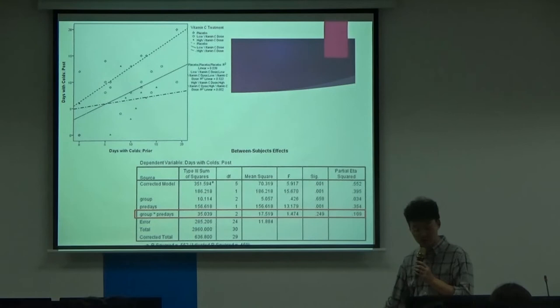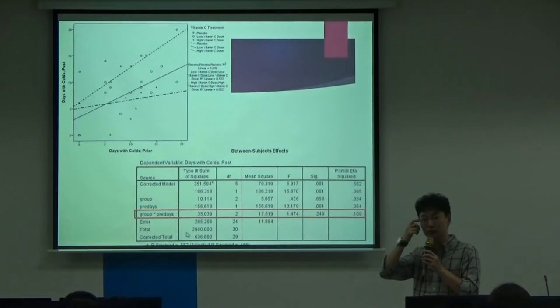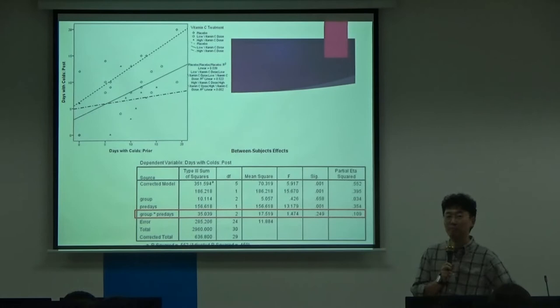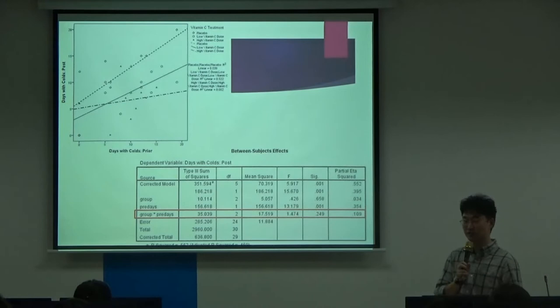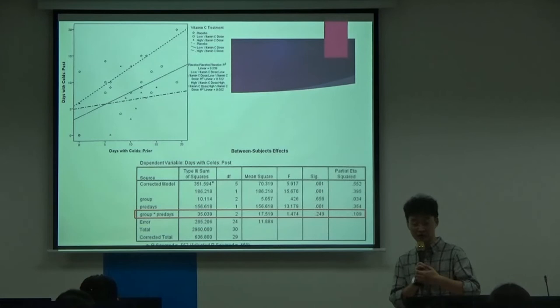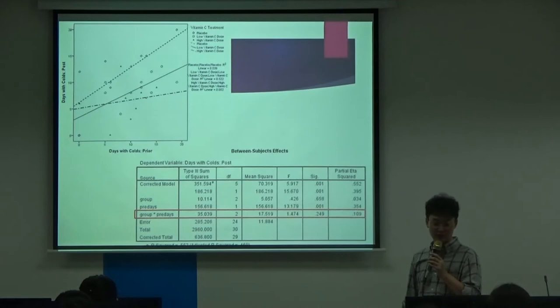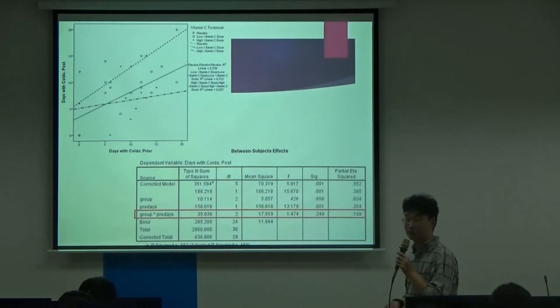If you remember what we talked about in the previous class, the effect size for partial eta squared is usually around 0.02 for small, 0.06 for medium, and 0.12 to 0.16 for large. So here it's a medium to large effect size. 11% of the variance of the dependent variable can be explained by this interaction effect. So it's a pretty large effect.